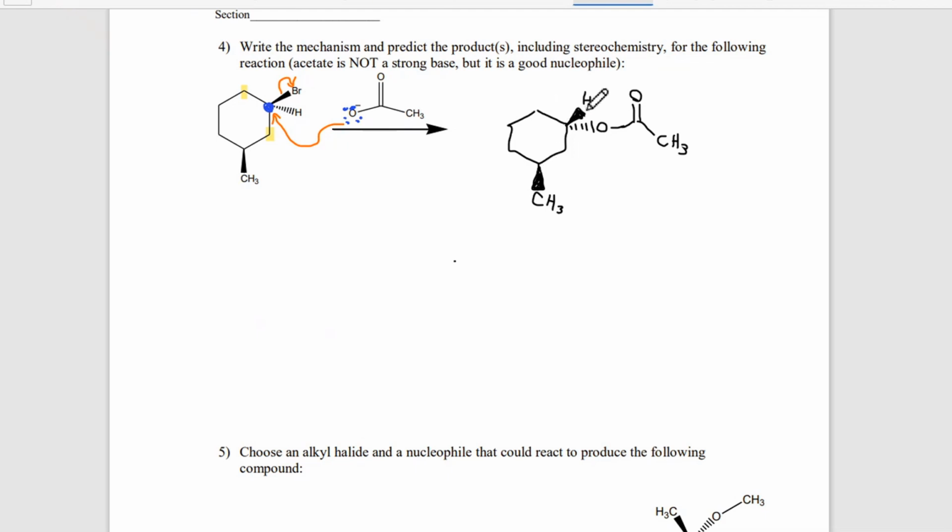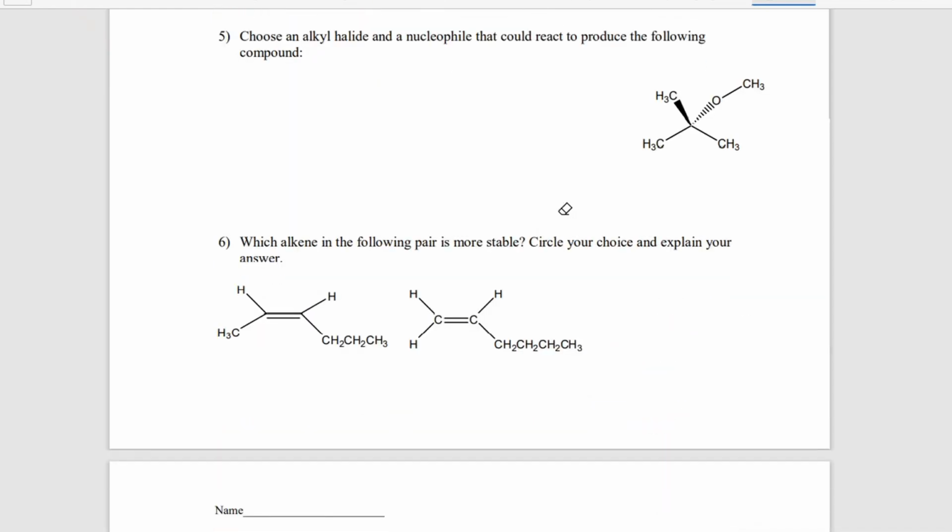Now, like I said, you wouldn't have to show the H. You could actually get rid of this if you wanted to, and you could just do that. But you could also show the H if you wanted to as well. It's up to you. But this is a simple, straightforward, concerted step mechanism. It all happens at once. The oxygen comes in, donates electrons, kicks the bromine out, and you got your product. Any questions? Okay, I'll skip to the next one.